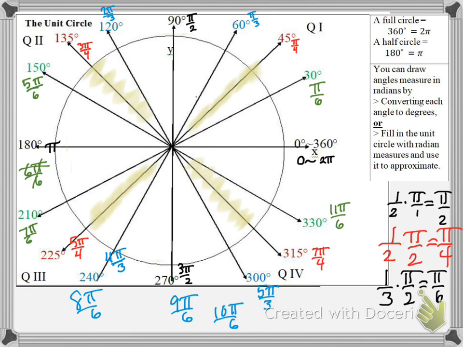It didn't reduce, I kept it. I took 6 pi over 6, reduced it down to pi. I took 7 pi over 6, didn't reduce. I took 8 pi over 6, reduced it down to 4 pi over 3. I took 9 pi over 6, reduced it down to 3 pi over 2. I took 10 pi over 6, reduced it down to 5 pi over 3. I took 11 pi over 6, which didn't reduce.